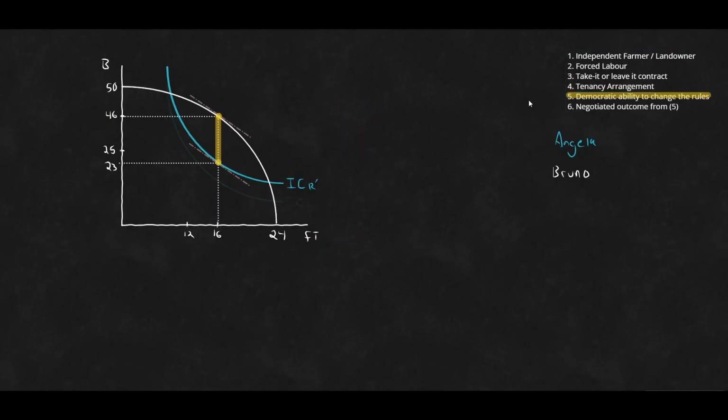Okay, so before we take a look at 5, which is the democratic ability to change the rules of the game, let's just backtrack and talk about why anywhere along this kind of highlighted line between what I have been calling A and B. Let's just throw A and B back up there so we're sure where we're referencing. Point A and point B.